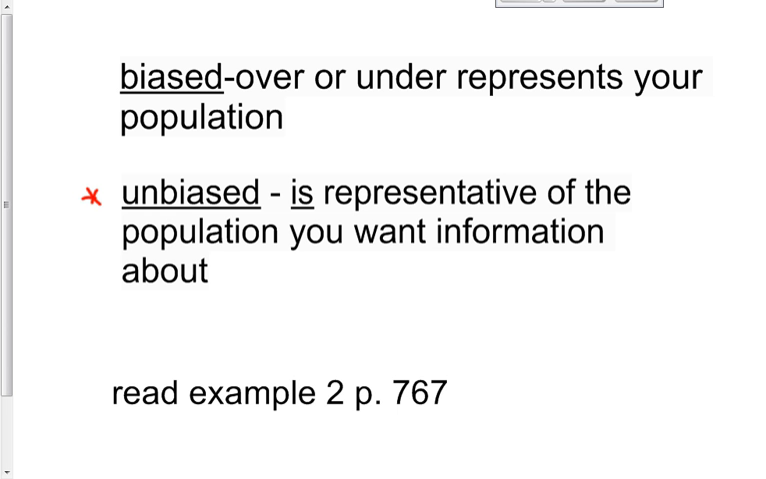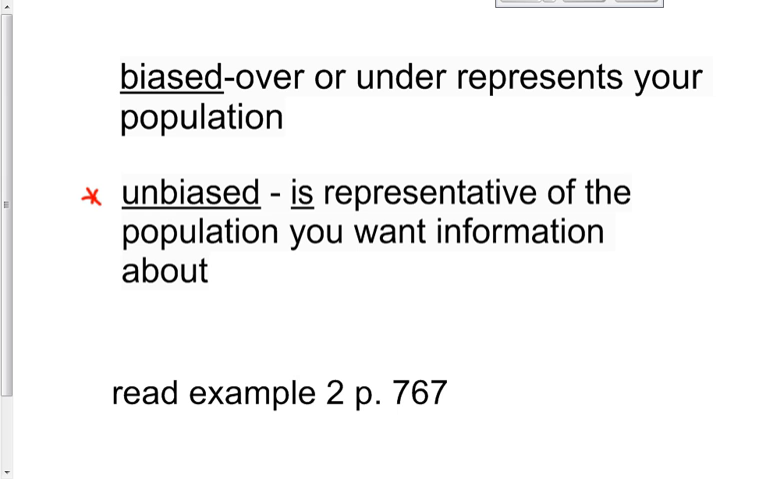Now we're going to look at example 2 on page 767. The manager of a concert hall wants to know how often people in the community attend concerts. The manager asks 50 people standing in line for a rock concert how many concerts per year they attend. Tell whether the sample is biased or unbiased. Well, if the people are already standing in line for a concert, they probably go to concerts a lot. So this would be considered a biased sampling.